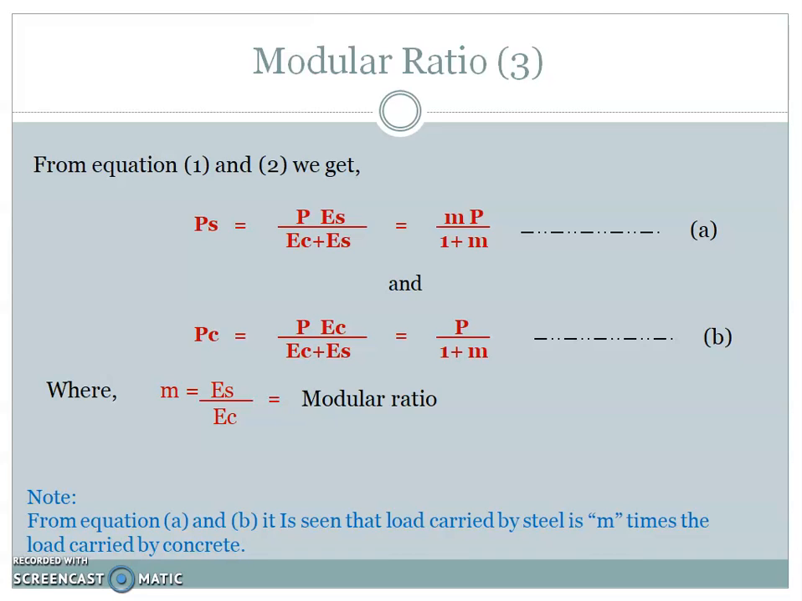Just take a note that from equations A and B, it is seen that the load carried by steel is M times the load carried by concrete. The load carried by concrete is P upon 1 plus M, so if you consider only this part, it is PC. So PS is equal to M times PC.